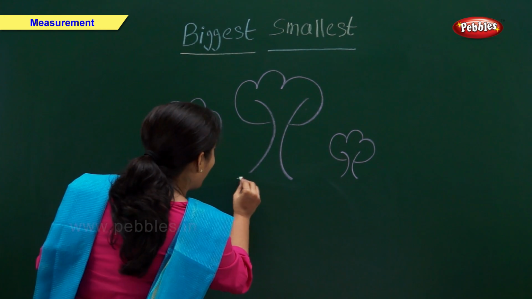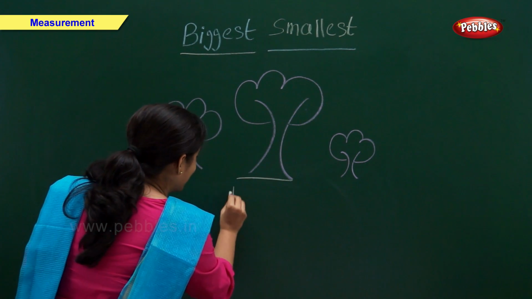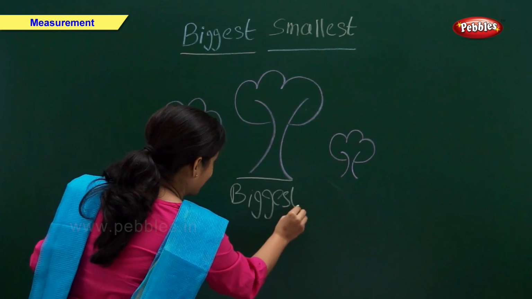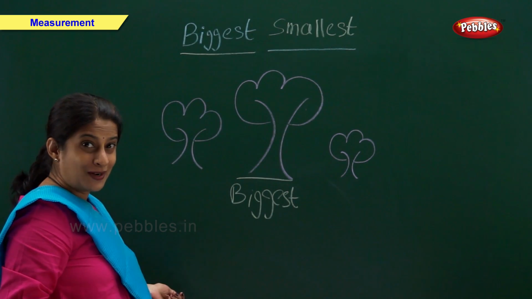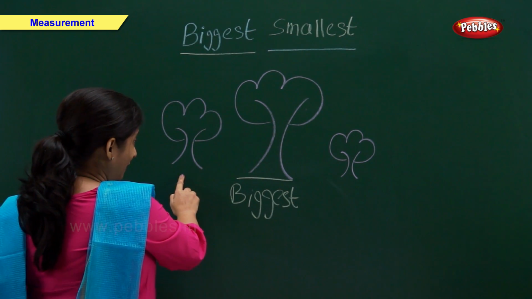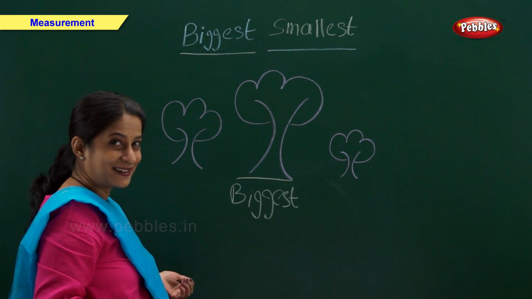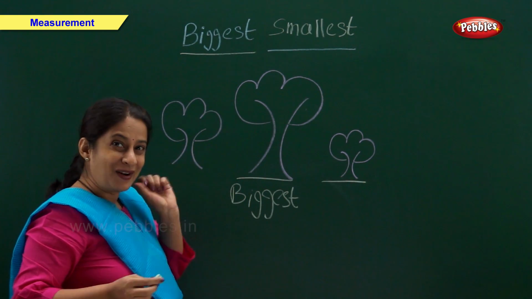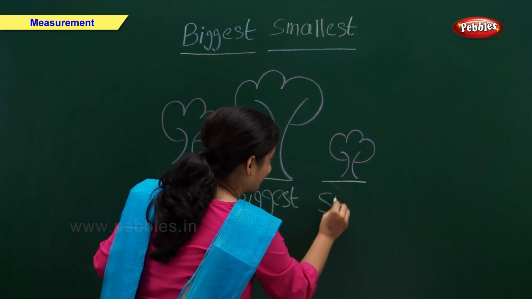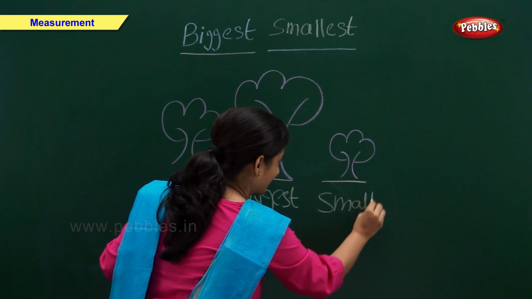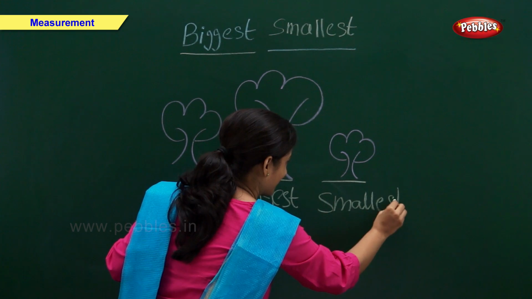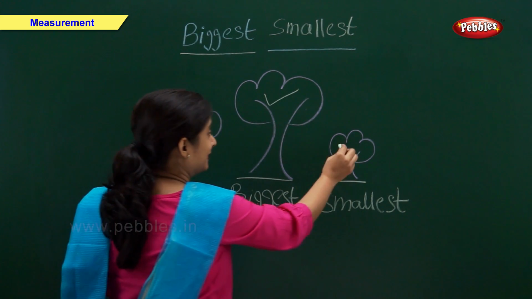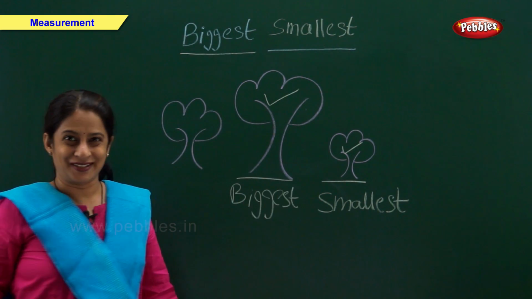So let's underline biggest. And which is the smallest? Is this the smallest or this? Right, this is the smallest tree. This is our biggest tree and this is smallest tree.